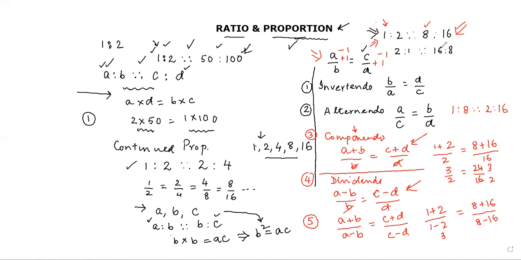So this is 3 upon minus 1. And this is 24 upon minus 8. And I'm sure you can see that this is also 3 upon minus 1. Hence, this is componendo and dividendo. So this property is called componendo and dividendo, and it is one of the most important ones. We will do a lot of questions in the next video.